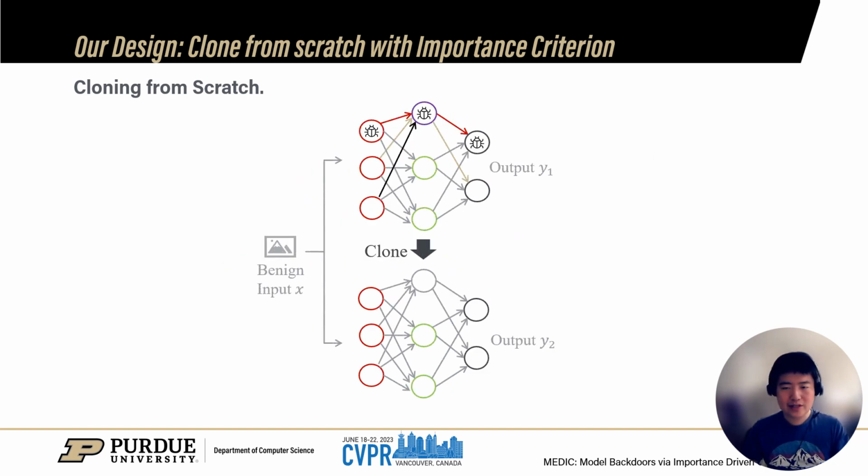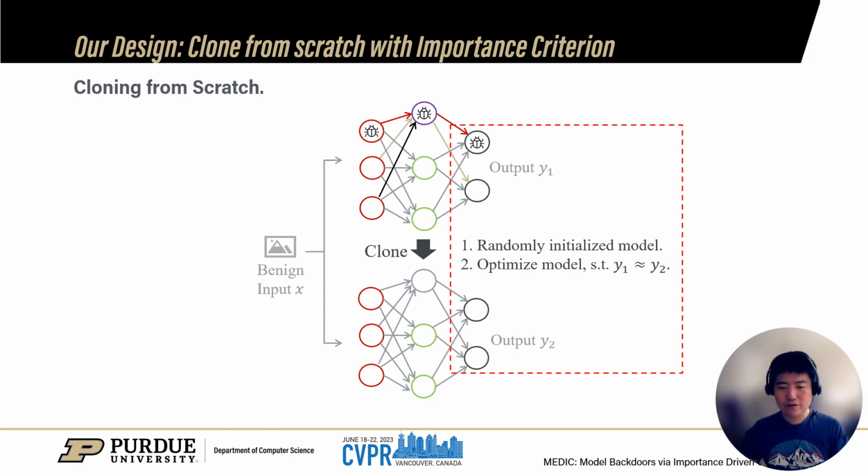So we propose, instead of fine-tuning, we clone the model from scratch. Here, cloning means that we first randomly initialize the model to make sure of a clean start, and later we make sure the two models share similar outputs. However, if we only constrain the output to be similar, the information is not enough to restore the performance of the model. Therefore, we leverage more information in the intermediate layers.